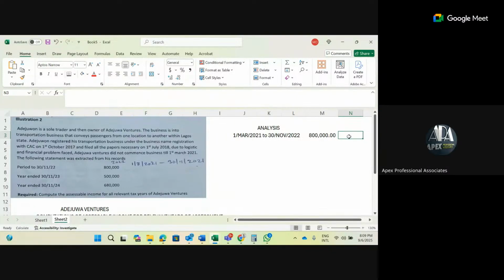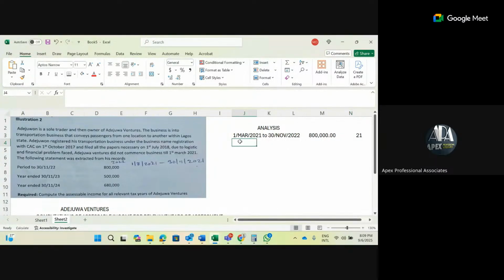It's not 11 months, please. Let's use our hand to count. March 2021, March, April, May, June, July, August, September, October, November. That is 9 months, 1st of March 2021 to 30th of November 2021. Then 1st of December 2021 to 30th of November 2022 is 12 months. 9 plus 12 is going to give us 21 months.